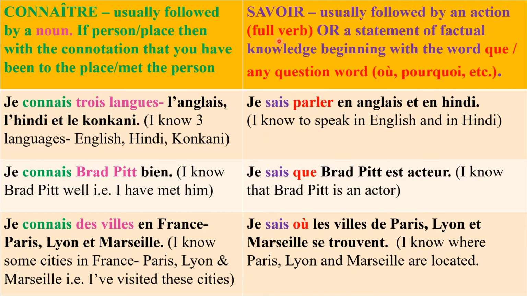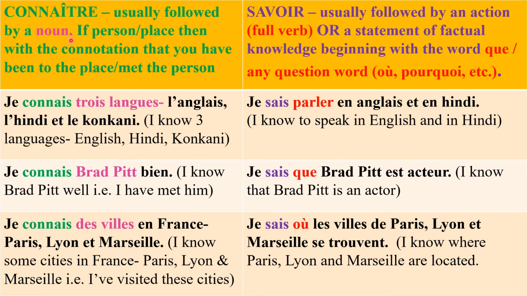Okay, so connaître and savoir, they mean the same thing in English. They both mean to know, but there is a fundamental difference between the two. They are not interchangeable. So let's see the features of both and you should get the difference between them. Let's start with connaître on this side, which is in green. Connaître, the typical feature is that it is followed by a noun.